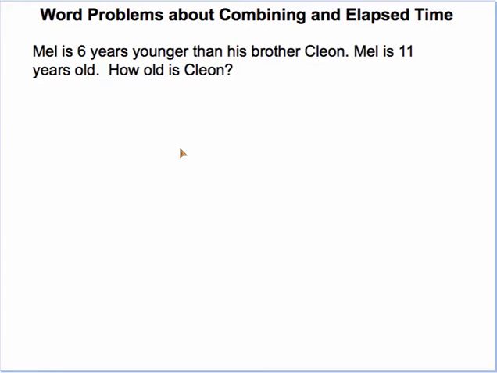We have another problem to look at. Let's look at this one. Mel is 6 years younger than his brother Cleon. Mel is 11 years old. How old is Cleon? Well, let's look at the picture of this one.